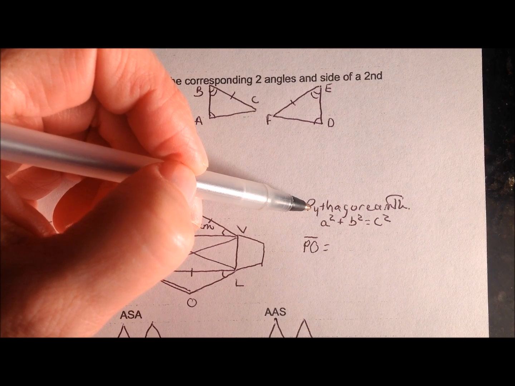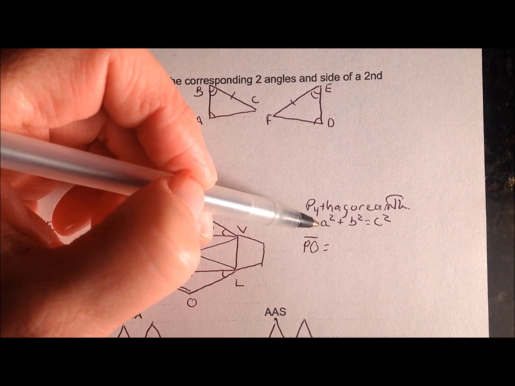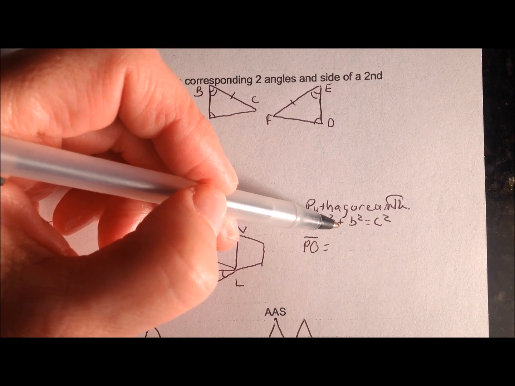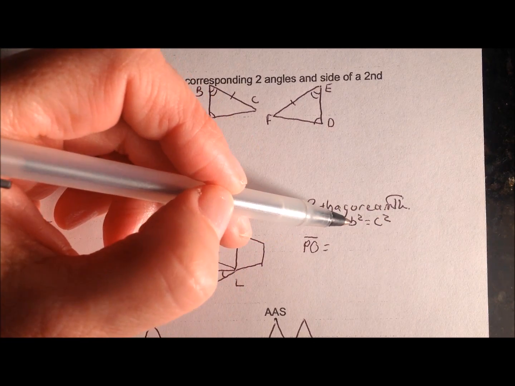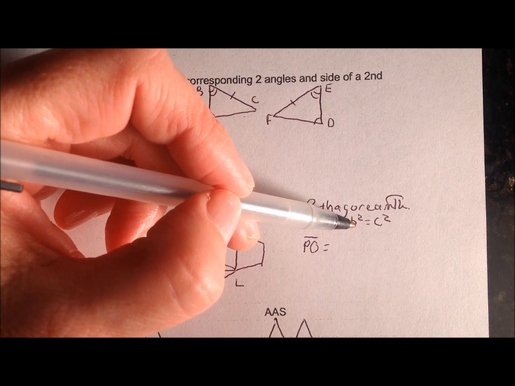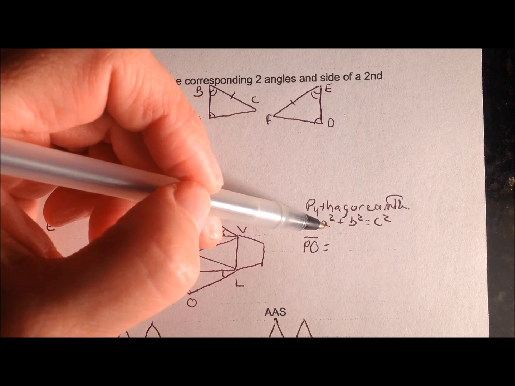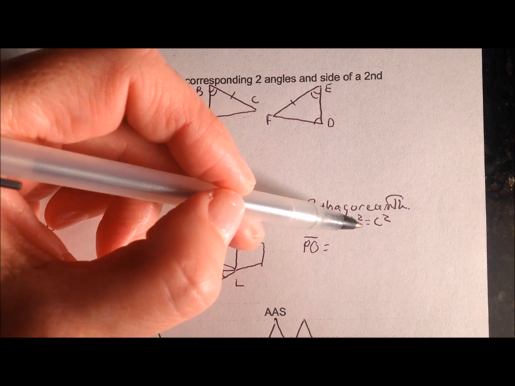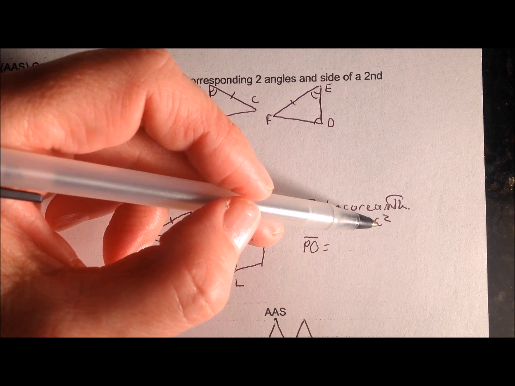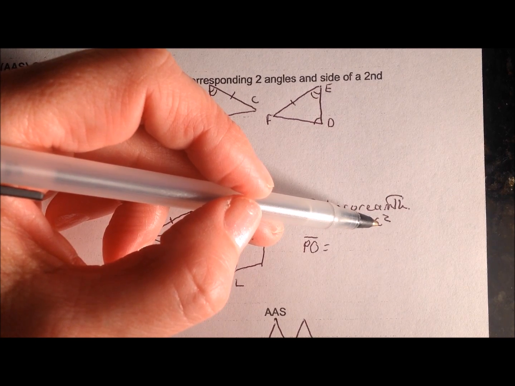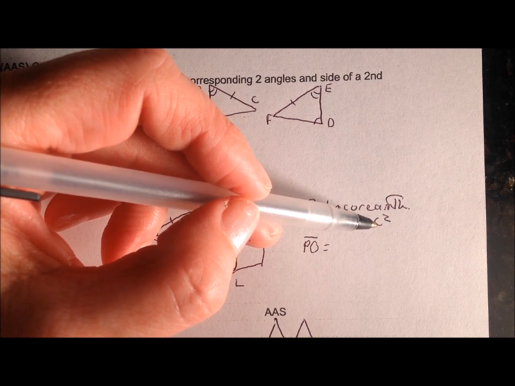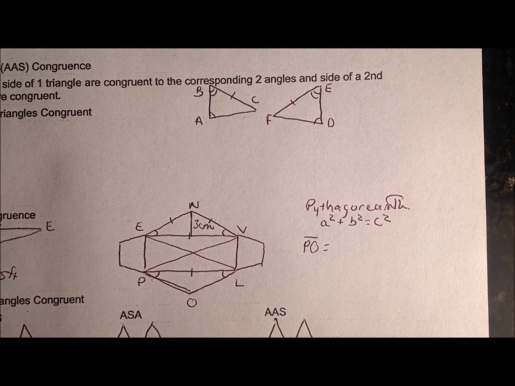It's probably been a while since we looked at it, but this theorem is a squared plus b squared equals c squared, where a and b are the sides that are adjacent to the right angle, and c is our hypotenuse, the side opposite of the right angle. So pause your video and work on calculating the length of PO.